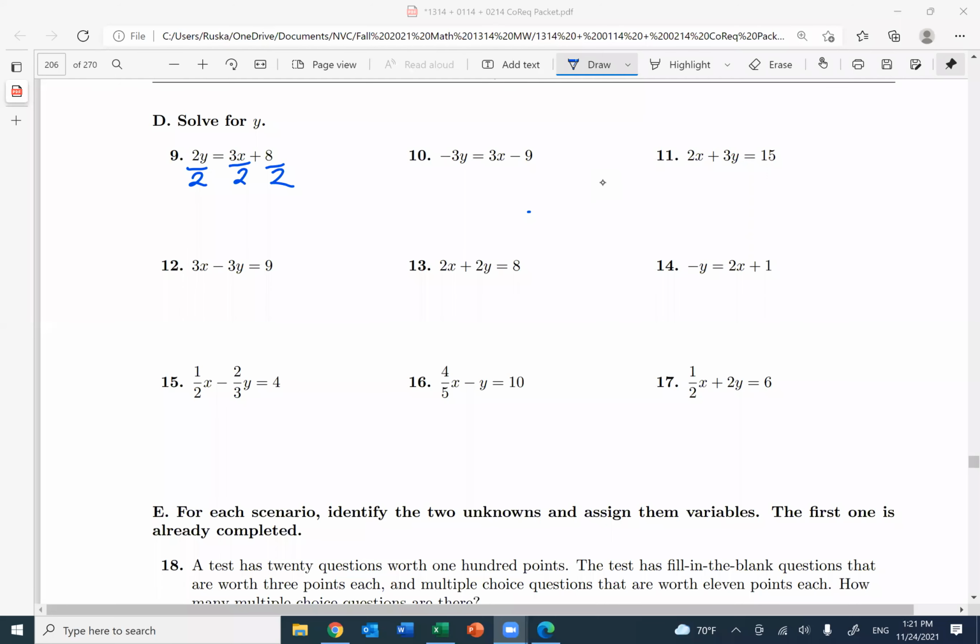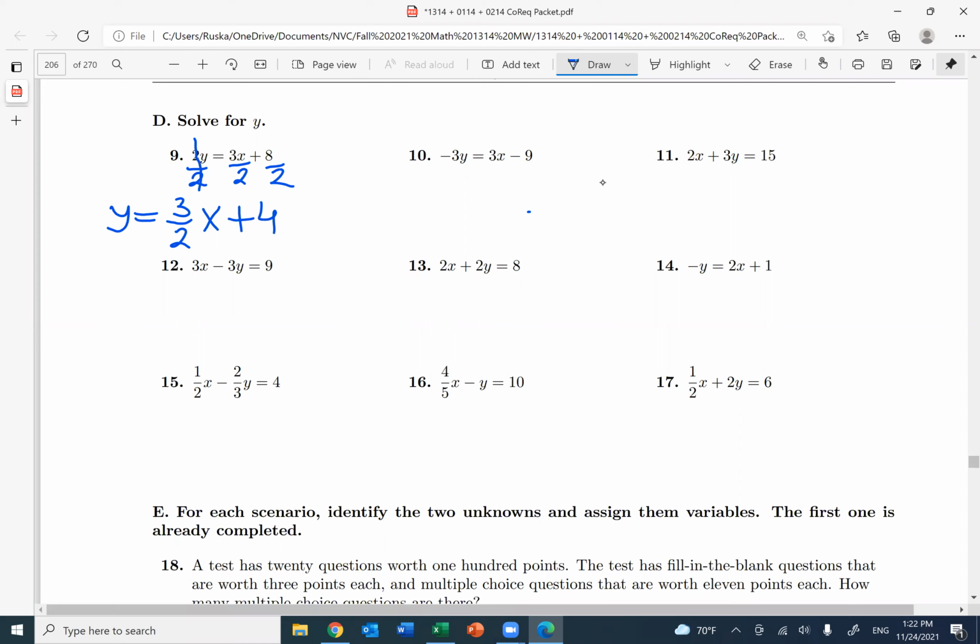Okay, so we have, when you divide by 2, the 2 and 2 cancel, and you're going to write it y equals 3/2x plus 4, and just leave it like that.